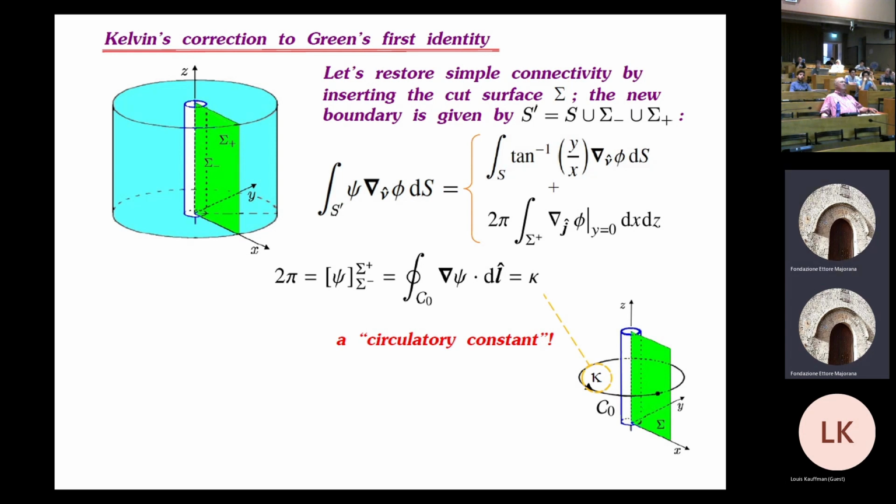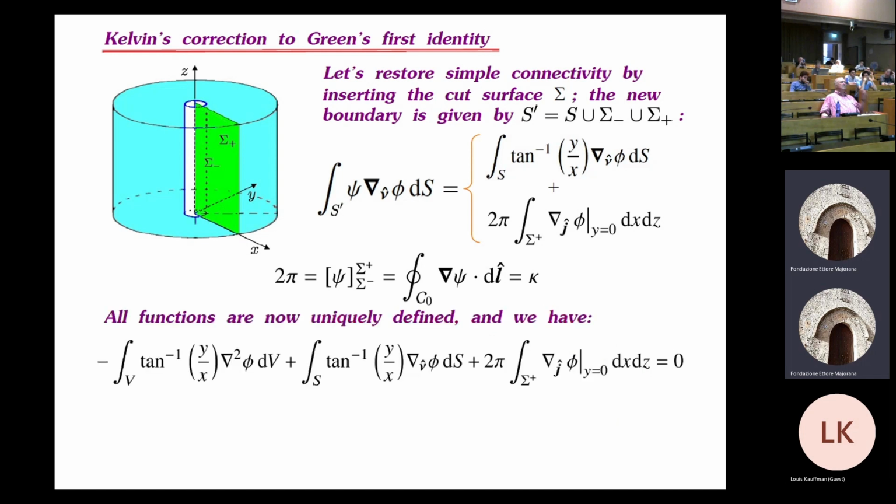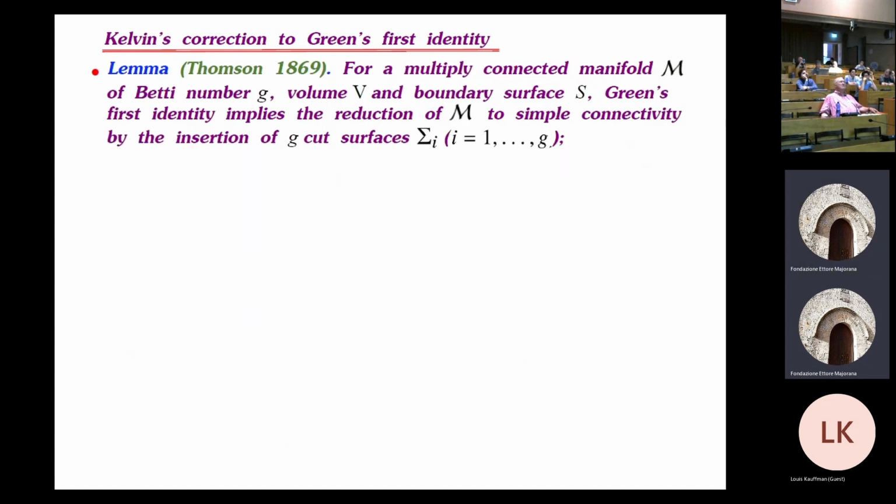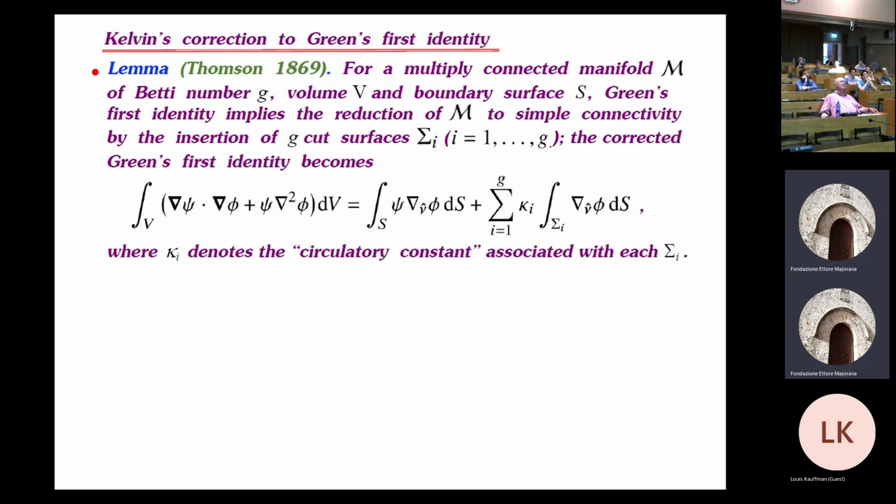I like to remark on this for one reason I'll show you in a moment. Okay, so now all functions are uniquely defined, and we can write this, and then the divergence form has this shape, with this sigma plus evaluation. Here are my words. I just reworded his statement: for a multiply connected manifold of Betti number G, the number of holes in the manifold, with volume V and boundary surface S, Green's first identity implies the reduction of M to simple connectivity by insertion of G cut surfaces, and the corrected Green's first identity becomes this one. Of course, each surface cut has an associated constant.